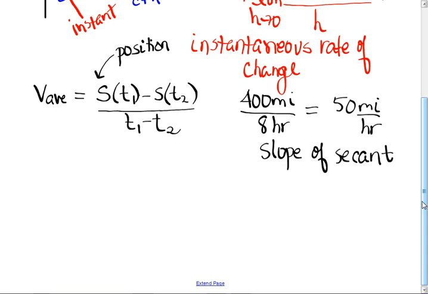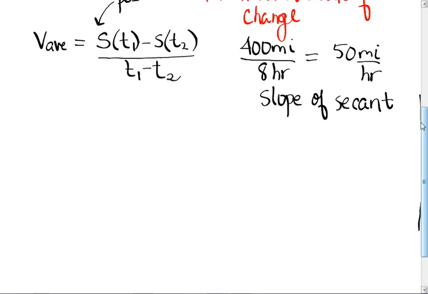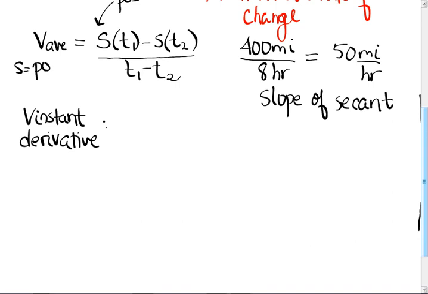What's your instantaneous velocity? You know what it is. You all drive cars, right? That's what's on your speedometer. So V instantaneous is the derivative. Okay, so if S is position, how do you find the velocity? It's the derivative of S of t, dS/dt.